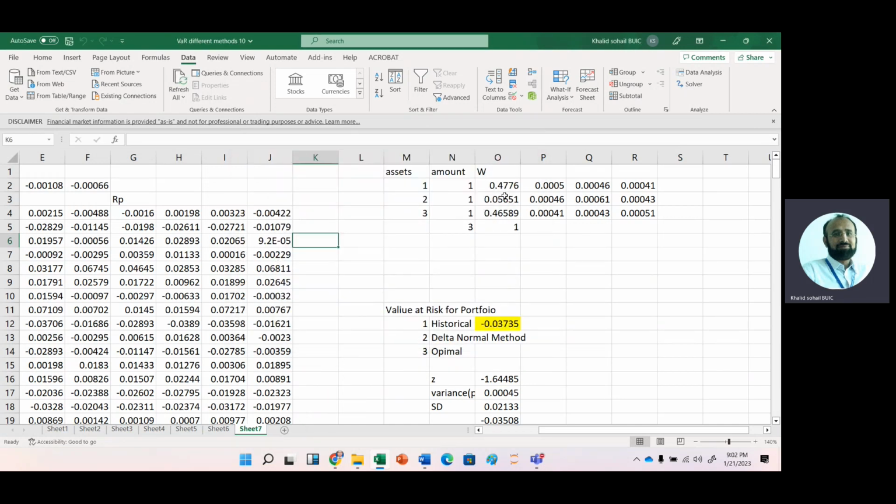If we, for example, invest 47% in the first stock, 5% in the second stock, and almost 46% in the third stock, our value at risk can be minimized. And you can see that it is now -0.035008.